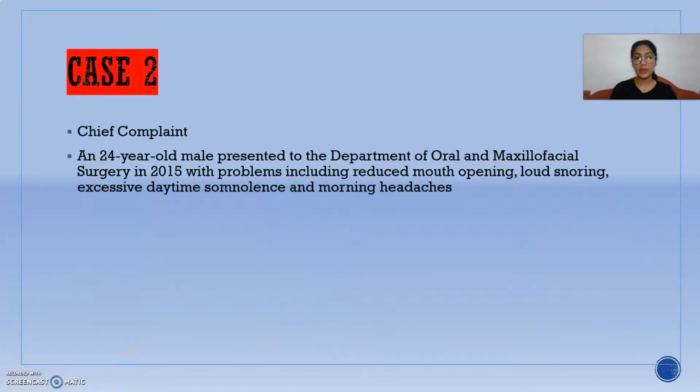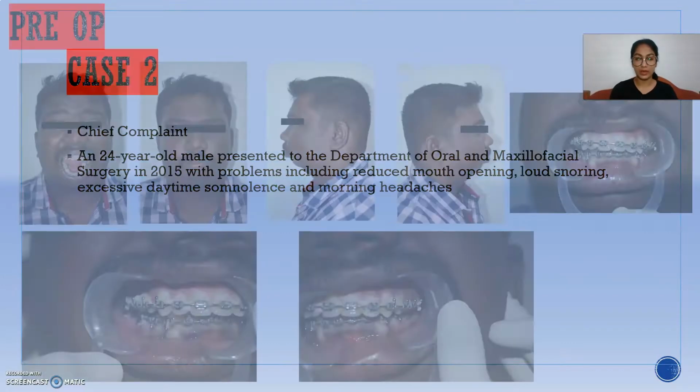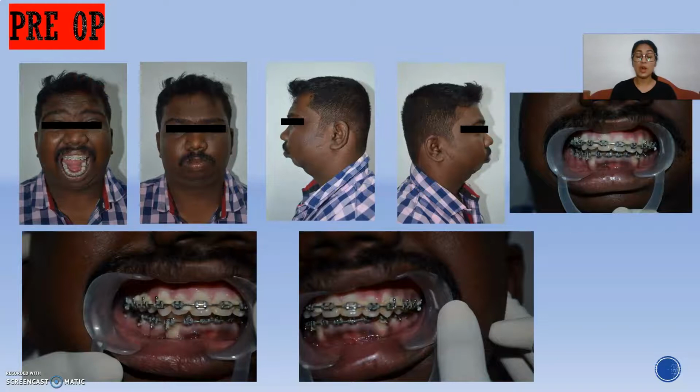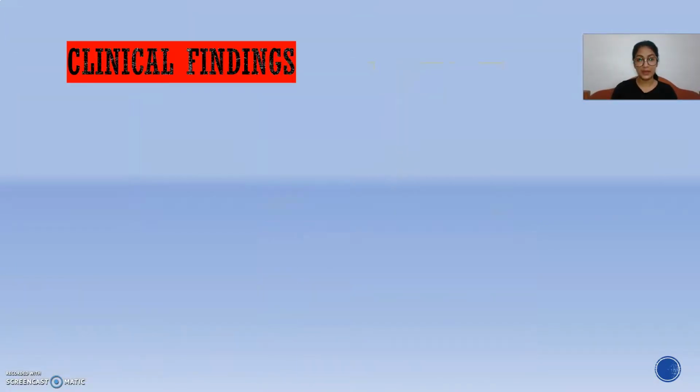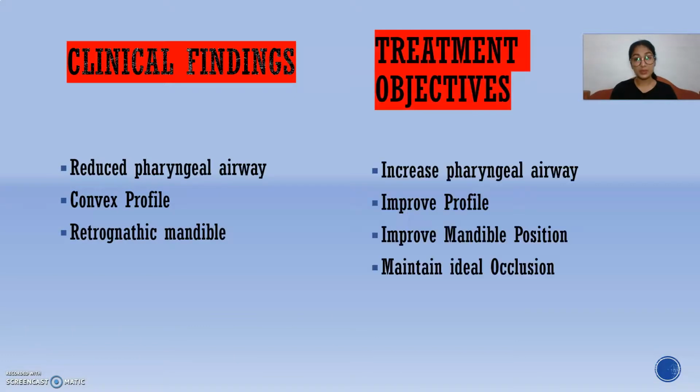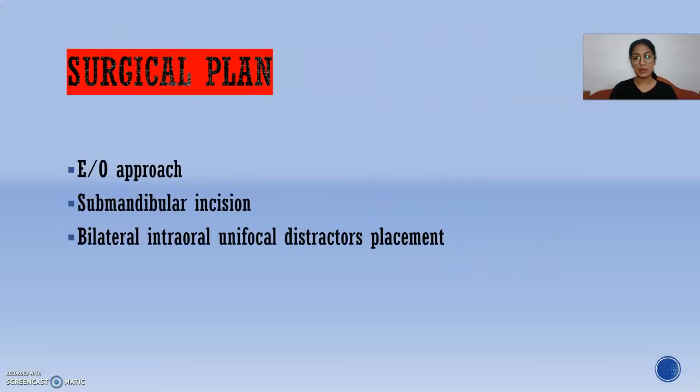The case 2 that I'm going to present is of a 24-year-old man who came to the Department of Oral and Maxillofacial Surgery with the chief complaint of restricted mouth opening, loud snoring, excessive daytime somnolence, and morning headaches. The patient had a convex profile, retropositioned mandible, and a reduced pharyngeal airway space. The treatment objective would be to increase the pharyngeal airway, improve profile, improve mandible position, and maintain ideal occlusion.